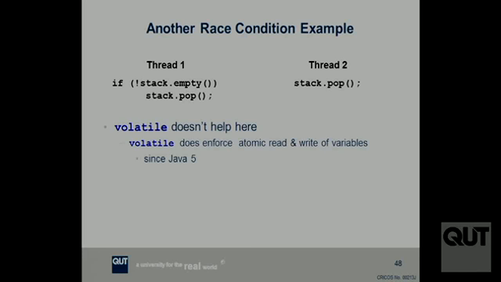Why doesn't, what's going on? Can anyone explain the example? Yeah. Thread 1 can pop an element, and then thread 2 can pop an element, but thread 1 already made the stack empty, so thread 2 is trying to pop something that doesn't exist.